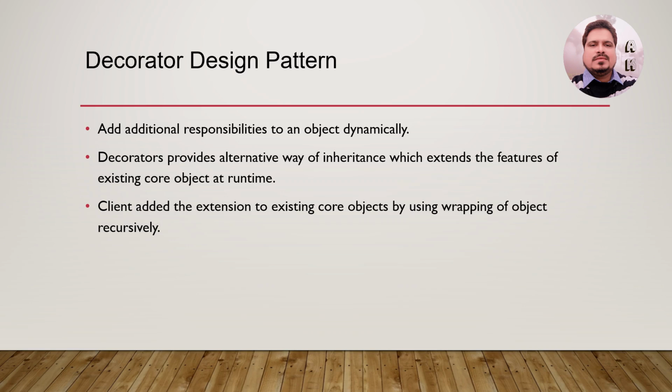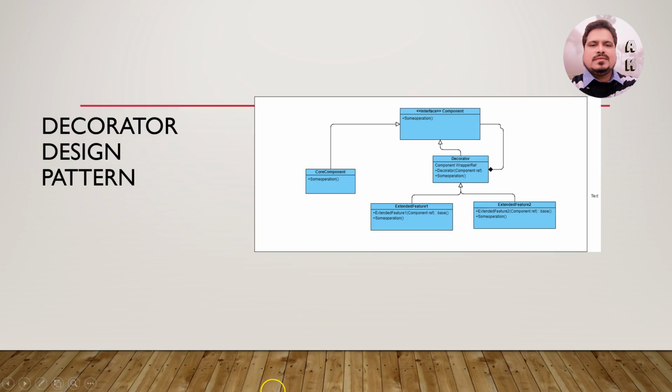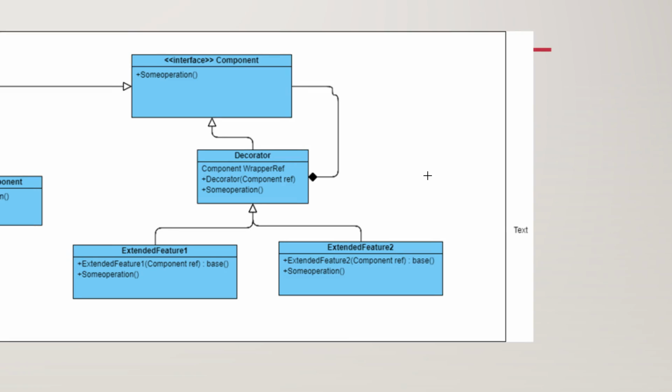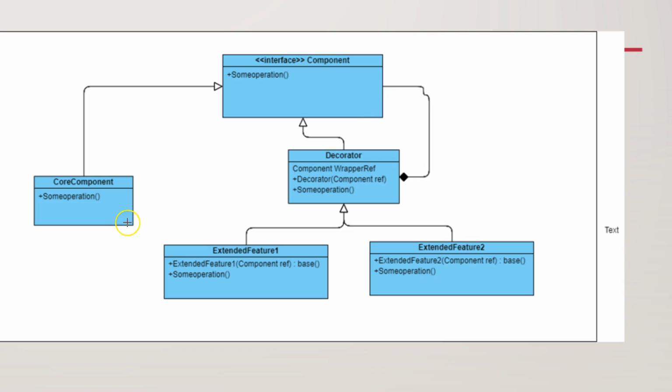Most importantly, when a client wants to use the decorator pattern, let's zoom into this presentation, and then we can focus on the client. If you see the Gang of Four definition, suppose the client is here. The client is always interested in the core component. The client may not be interested in the extended features. But suppose we want to provide extended feature 1, 2, 3 or 4, whatever it may be, then we can take the help of the decorator, and this decorator has the component.